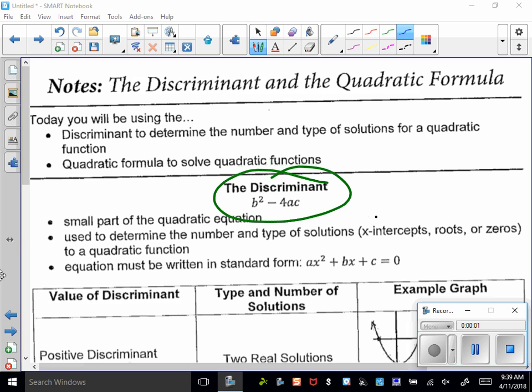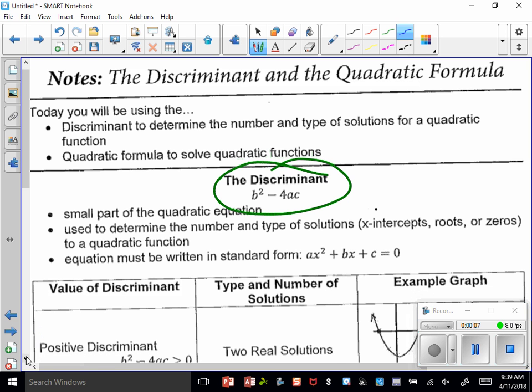See a title at the top that says the discriminant and the quadratic formula. Now, we're not going to do the quadratic formula until the next lesson, but we're going to do part of the quadratic formula, which is called the discriminant. So this is just one piece of the quadratic formula. The discriminant helps you determine how many solutions you have.